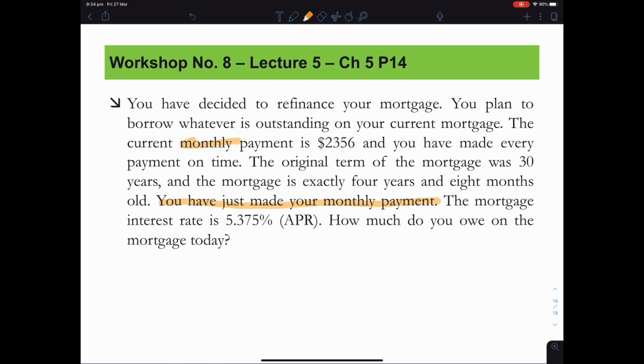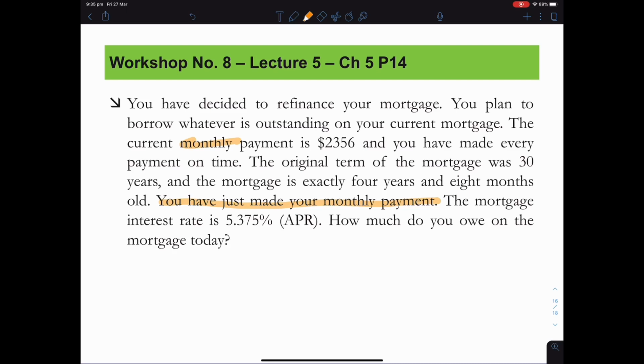Sometimes you will be told that you haven't made your monthly payment yet. You're about to make your monthly payment. But in this question, you have just made it, which means your next one will be exactly 1 month away. The mortgage interest rate is 5.375% per annum APR. It doesn't really specify the compounding frequency here. So by default, that will be the same as your cash flow frequency. So that means you are having 5.375% per annum compounded monthly.